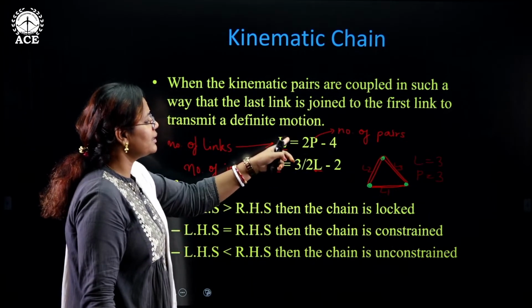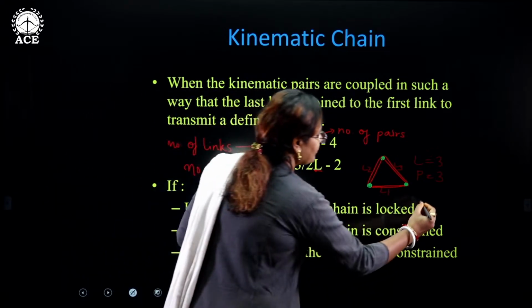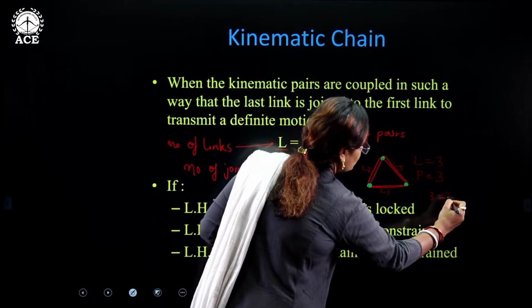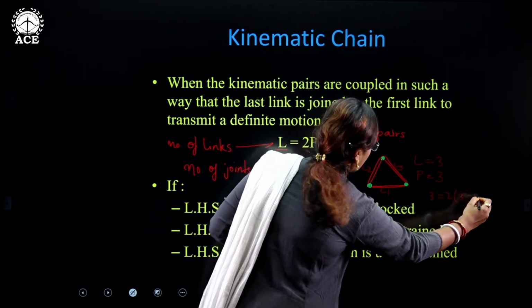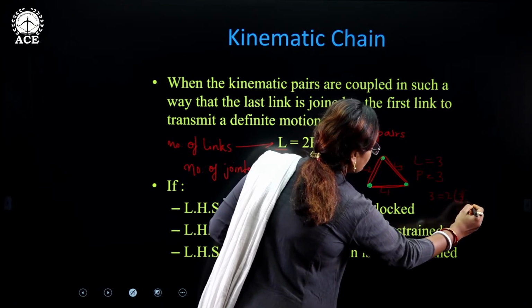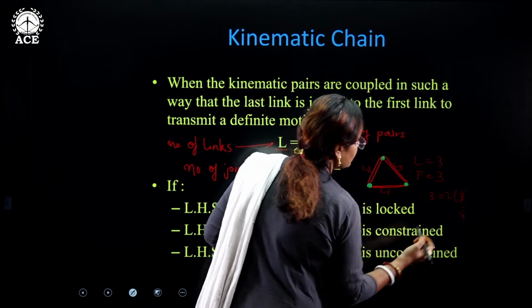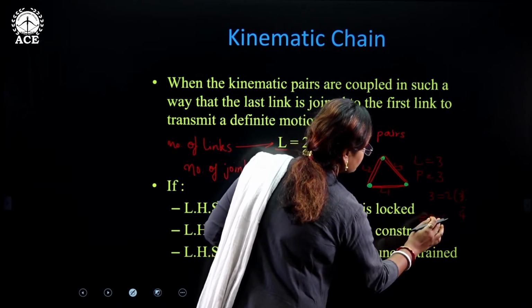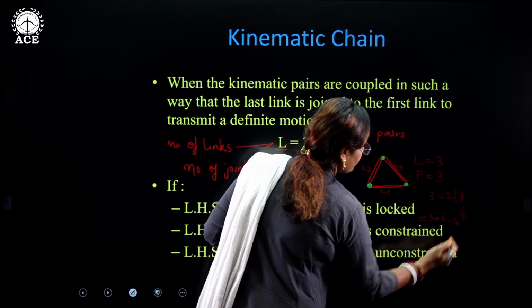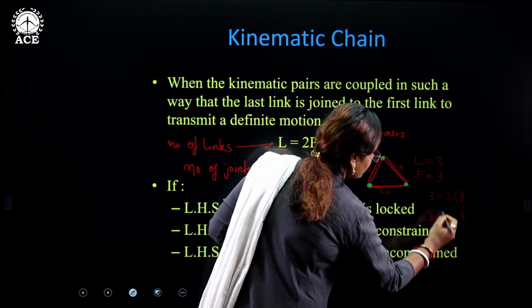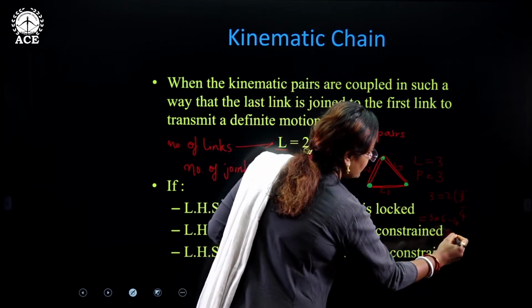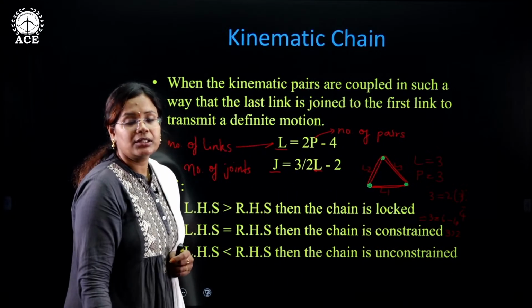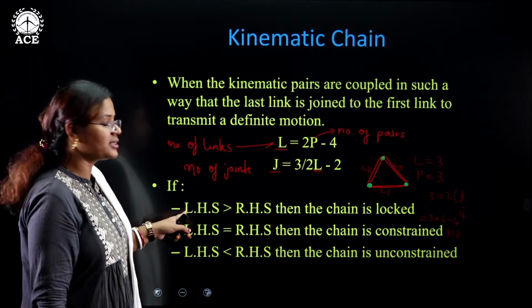If I substitute the same thing in this equation, what will happen? 3 is equal to 2 into P, that is 2 into 3 again, minus 4, which gives 3 is equal to 6 minus 4, which is 2. Here it is 2, but 3 is greater than 2, which satisfies the first condition.